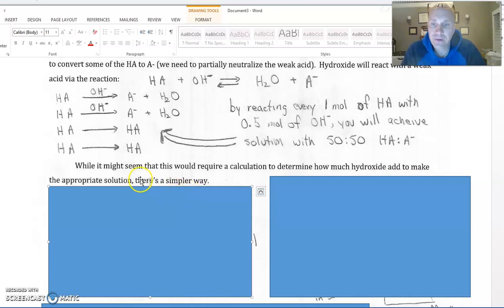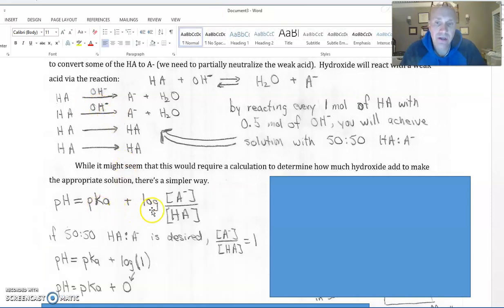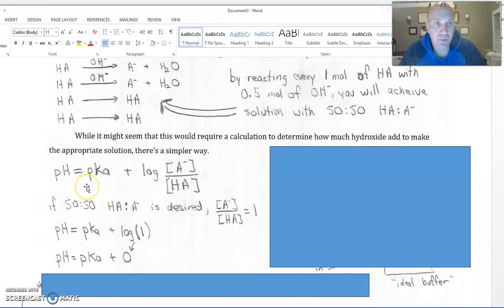Continuing with where we left off on the last video, if you wanted to make a perfect buffer solution, which, as we were saying, is one that contains a 50-50 mixture of the conjugate base and acid form of a weak acid, there's an easier way to do it as compared to calculating that exact amount of base to add. It comes from taking advantage of what we know about the relationship between the relative amounts of the conjugate base and weak acid, the pKa of a weak acid, and the pH.